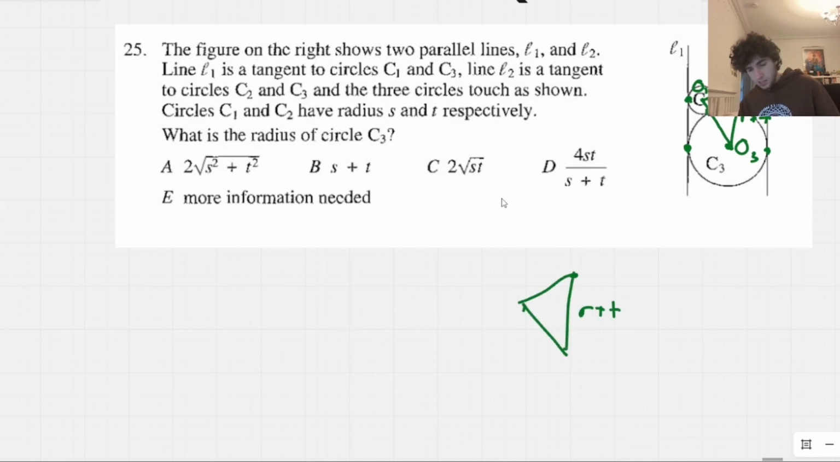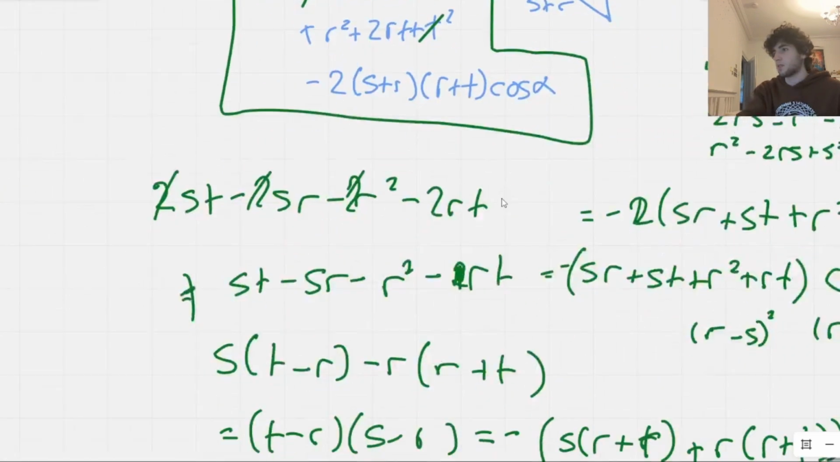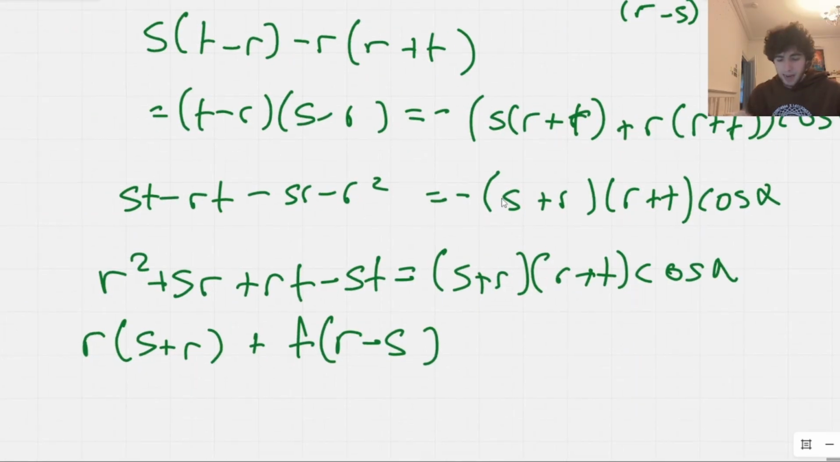The side lengths are R plus T, R plus S, and S plus T, right? And R plus S. So at this point, you might think, what about the cosine rule? And when you do the cosine rule, you get a very long expression, which I think I did before, actually, if I could find it. Yeah, you get this kind of expression. It's not going to be exactly this, but effectively you get something kind of mad like this.